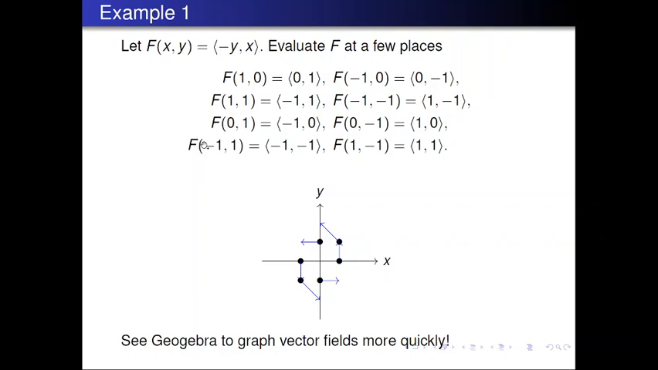At -1, 1, that is this point up here in this corner. We're going to put the vector that goes -1 in the x direction and -1 in the y direction. That is this vector here.